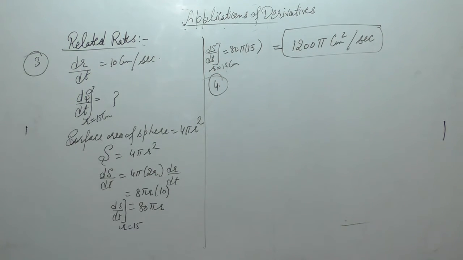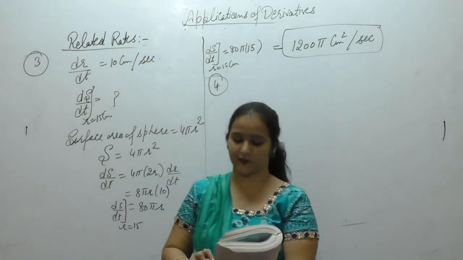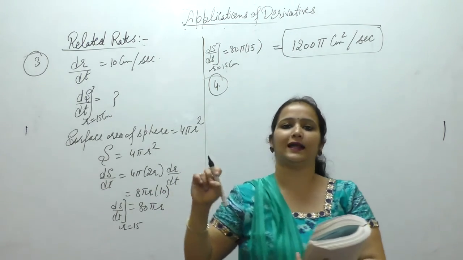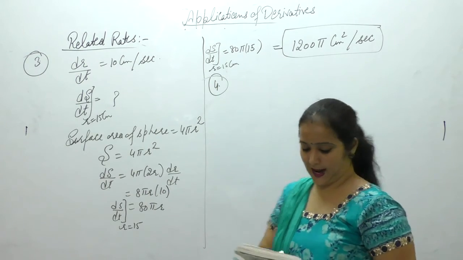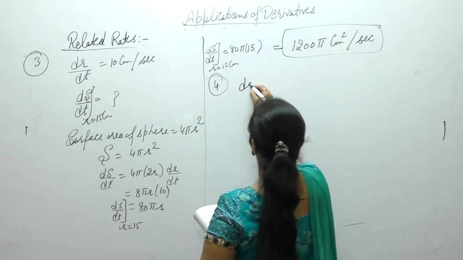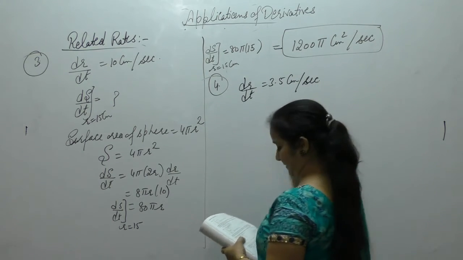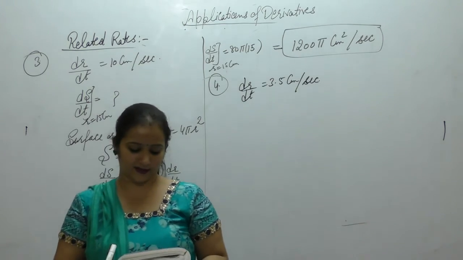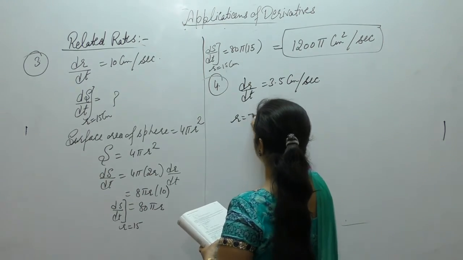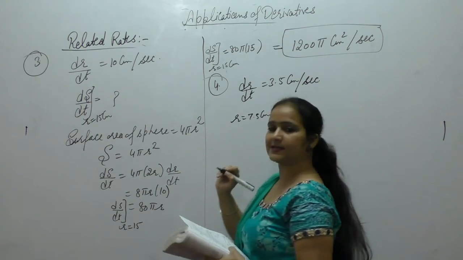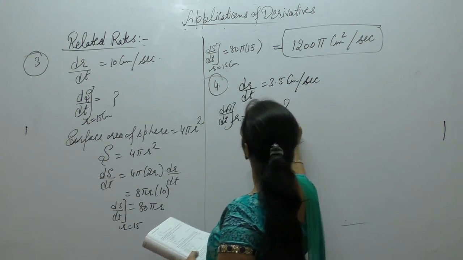Next one is, a stone is dropped into a quiet lake and the waves move in a circle. If you throw a stone in water, waves will form in the shape of a circle at a speed of 3.5 centimeter per second. At the instant when the radius of the circular wave is 7.5, how fast is the enclosed area increasing? So we want to find this.